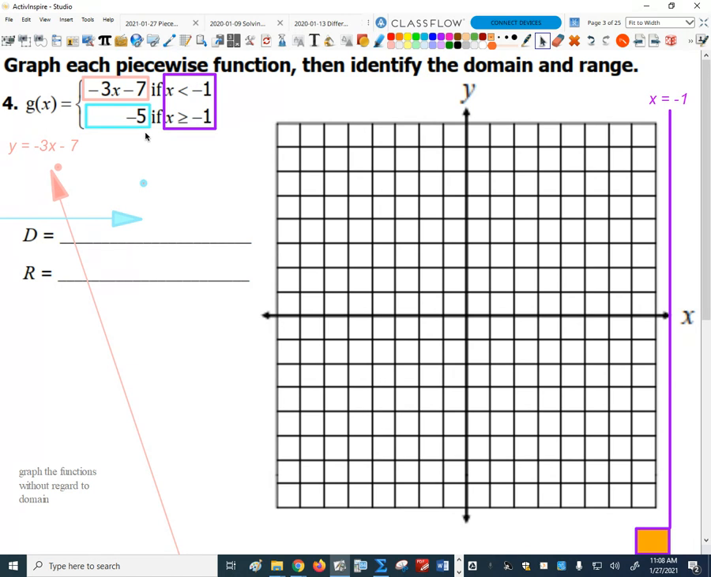Let's see. How about Akira? I want to graph the red line. Where am I going to put my first point to graph that red line? On the y-axis at -7. Good. So we'll go down. There's my y-intercept. Very good.